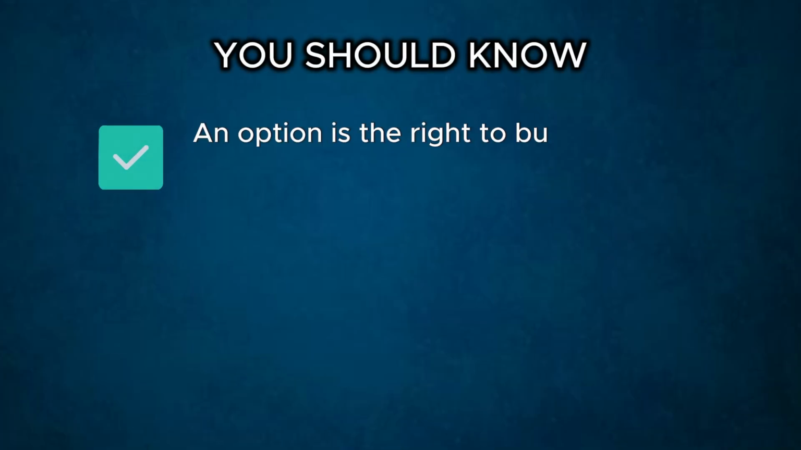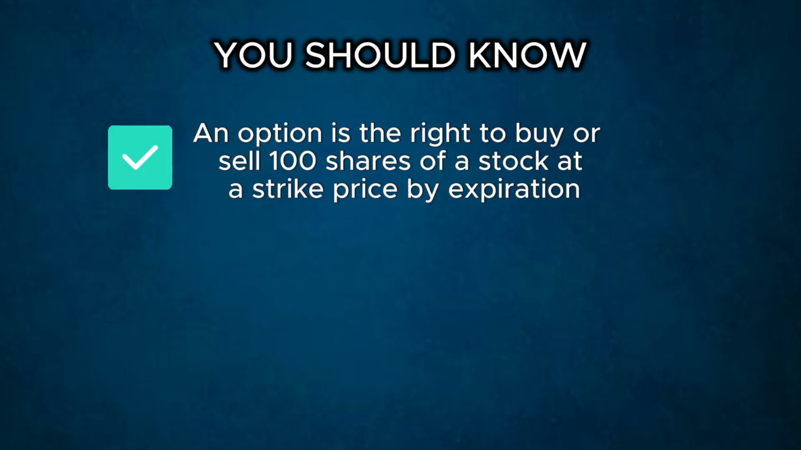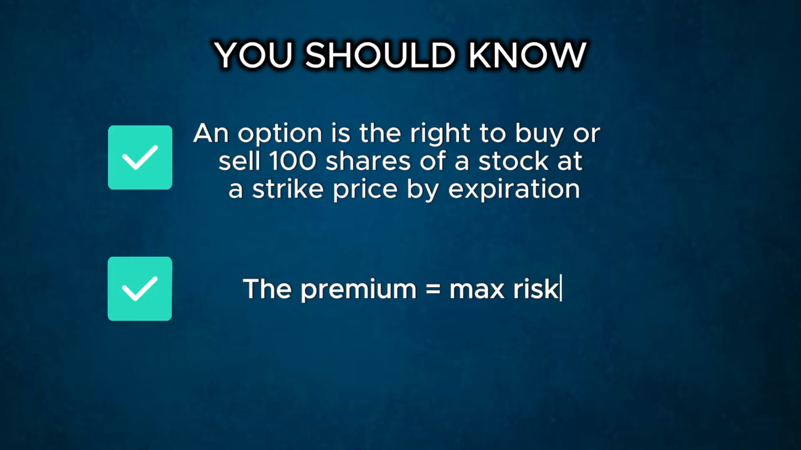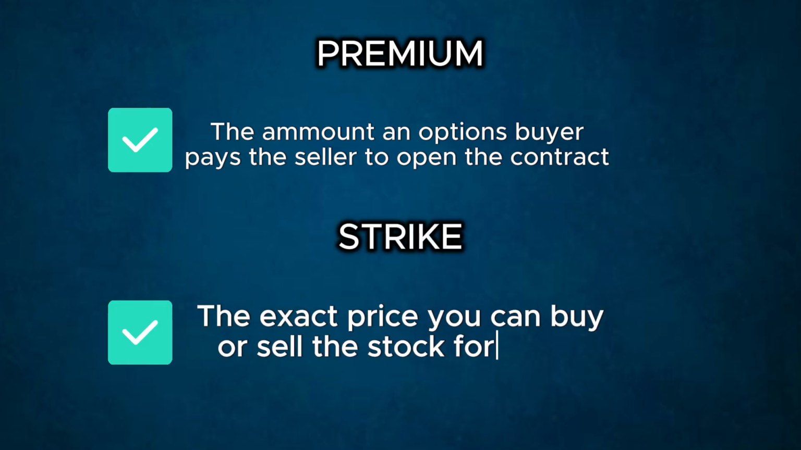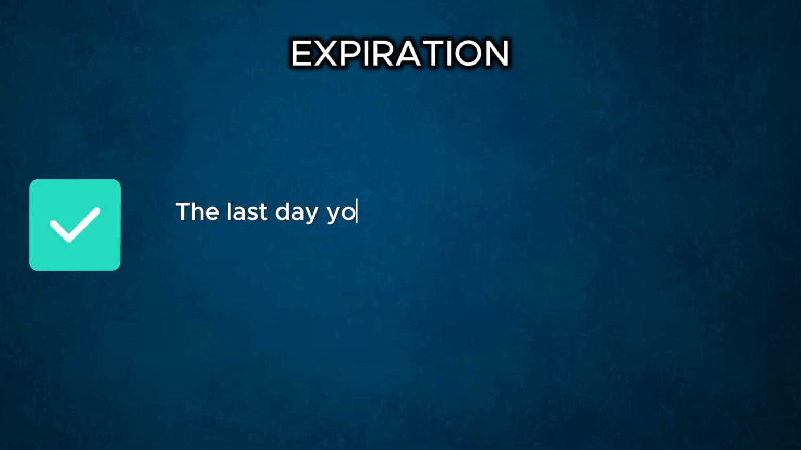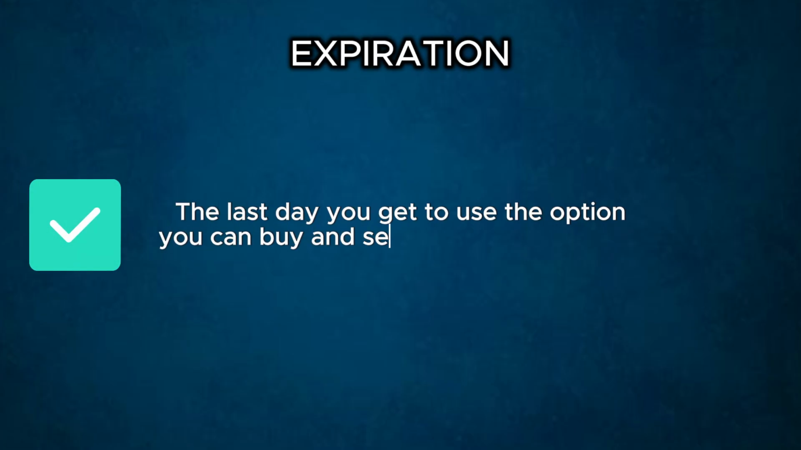The right to buy or sell 100 shares of a stock at a strike price by expiration, and your premium is your maximum risk. A premium is the amount the option buyer pays to the seller to open the contract, for example, the $5,000 payment that we made to the homeowner. And then the strike price is the exact price you can buy or sell the stock for if you use the option, for example, the $310,000 purchase price. What's next to know is the expiration date. This is kind of self-explanatory, but it is also known as the last day you can use the option. You can buy or sell it anytime before that.